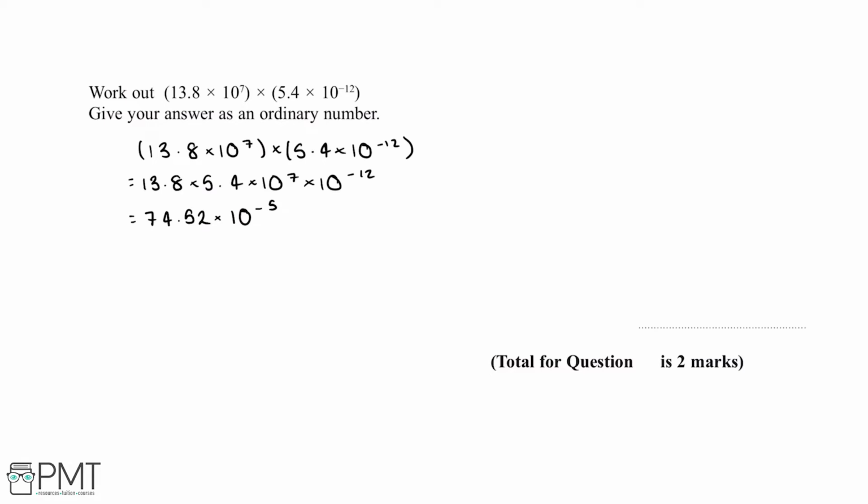So now the final thing we need to do is change our answer into an ordinary number. So as before, we can either put this into our calculator, or we can use this negative 5 to know that we need to move this decimal point 5 places to the left. So if we rewrite 74.52 with 3 zeros in front, and then we move the decimal point 5 places to the left, this then places the decimal point here. And this is 74.52 times 10 to the negative 5 as an ordinary number. And this is our final answer.